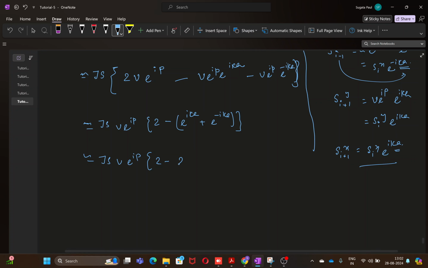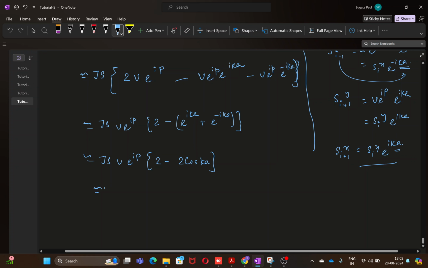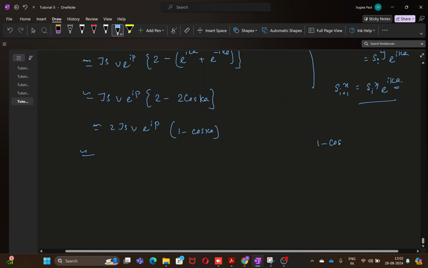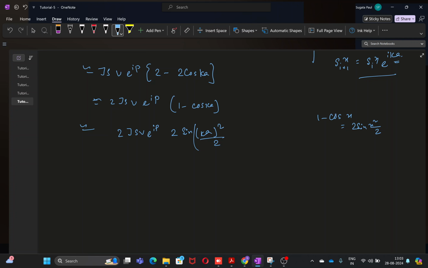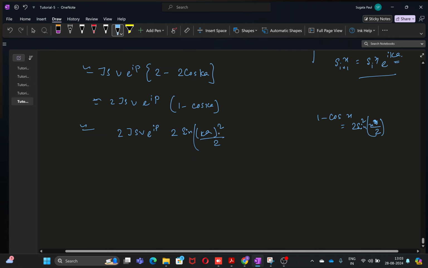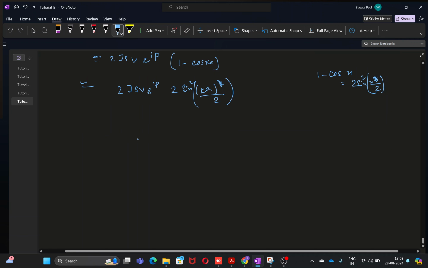and now you know that e^{ix} plus e^{-ix} is nothing but 2 cos x. That means 2 cos k.) So you just take out 2 JS v e^{ip} (1 minus cos k). Now again from trigonometric identities, you know that 1 minus cos x is nothing but 2 sin squared of x by 2, right? Sorry, I mixed it up: it is not in the argument, this will be sin squared. So this is sin squared of k by 2, making it 4 JS v e^{ip} sin squared of k by 2.